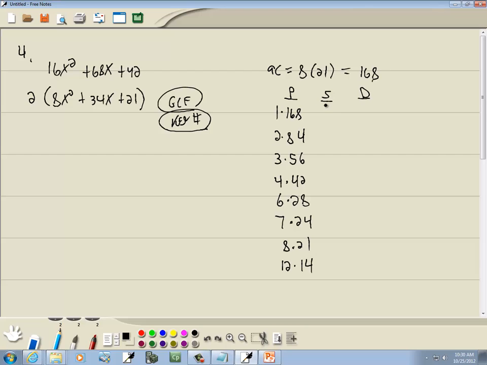Kidding. The S column, I'm going to add those together. 1 plus 168 is 169. 2 plus 84 is 86. 3 plus 56 is 59. 46. Boy, I'm not used to ones that are this big. 34.